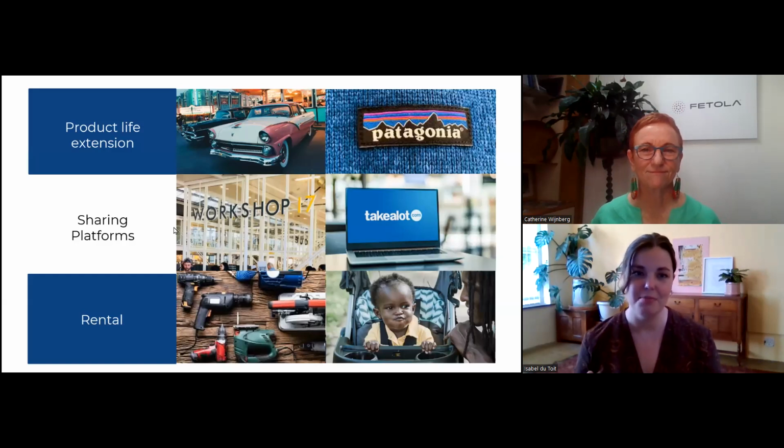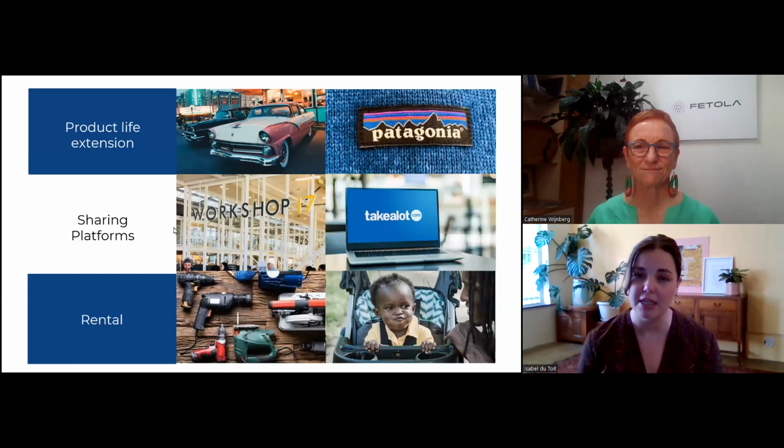So we have some boardrooms within our office that are not in use most of the week, and we rent those out to other businesses to make use of it. So it's making sure that the resource goes as far as possible. Rental models, we all know some examples like Hire It or that classic wedding dress rental service.